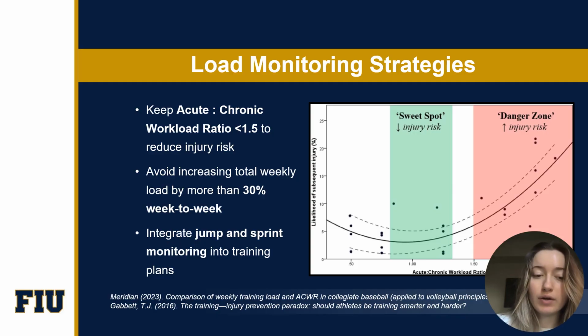To keep athletes healthy, we need to monitor training load carefully. Keep the acute to chronic workload ratio below 1.5 to reduce injury risk. Also avoid increasing weekly volume by more than 30%. This applies to jump count, sprint volume, and total distance. Tools like inertial measurement units or local positioning systems can give us real-time data. Integrating that data into practice planning helps reduce overtraining and improve performance consistency.